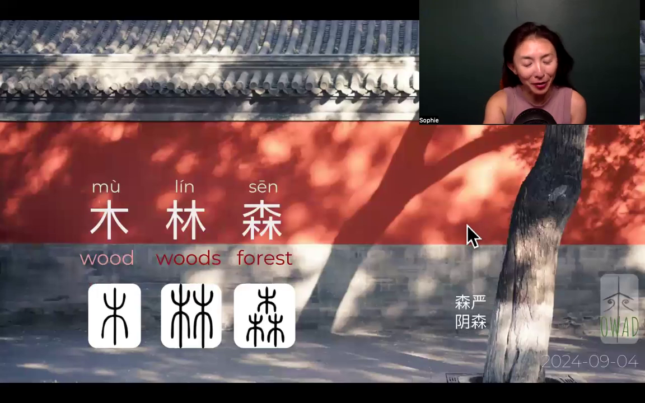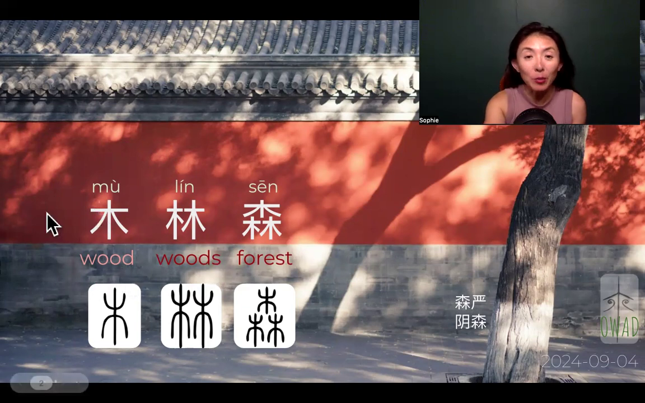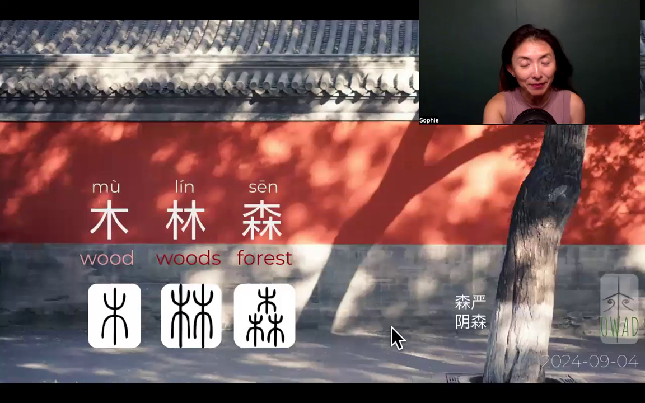Today's characters, you can see they have a rhythm and they are made of the same thing. Just double it, triple it. So this is mu, wood, lin, woods, sen, forest. So Chinese has this distinction, this very visual way to show what is considered woods versus forest.